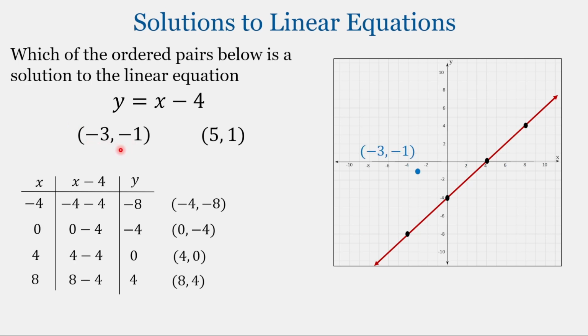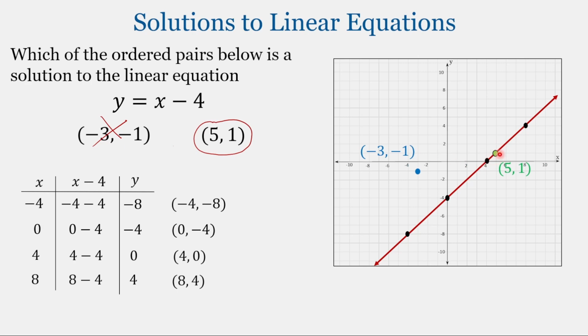So -3, -1. Well, that point does not fall on the line, so it is not a solution to the linear equation. And then with 5, 1, it appears to fall on this line. So it looks like this ordered pair is a solution to the linear equation.